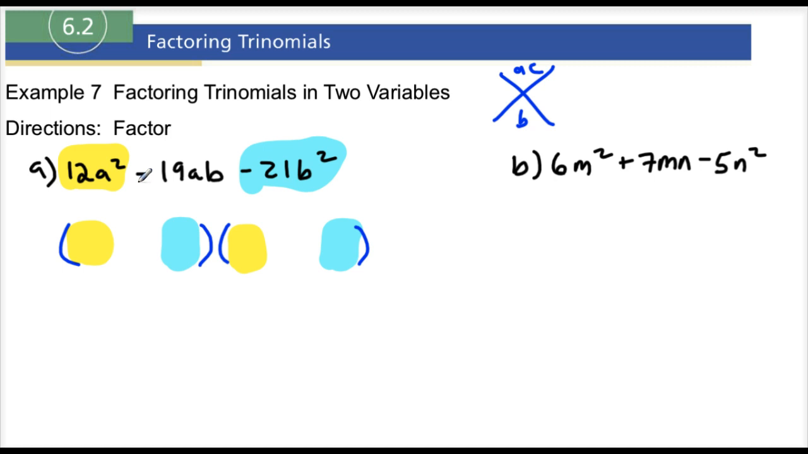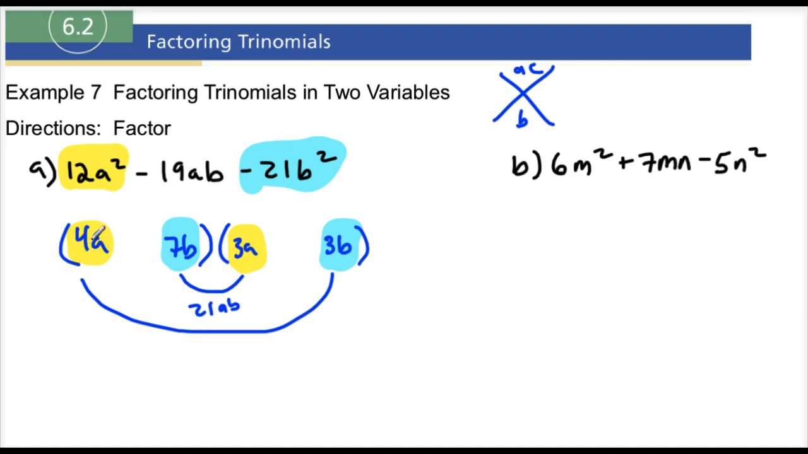So what I'm going to do is this. I'm just going to try 4a and 3a. And again, I can switch and make this one 3a and this one 4a, and then I'm going to make these 7b and 3b. Now, how do you know if this really is the answer? You have to multiply the inner ones and the outer ones. 7b and 3b gives 21ab, and then 4a and 3b gives 12ab. You have to take their sum, and their sum has to give you the middle term. I haven't put any plus or minus signs, but is it possible to get negative 19 out of 21 and 12? Well, no. So this won't be the answer.